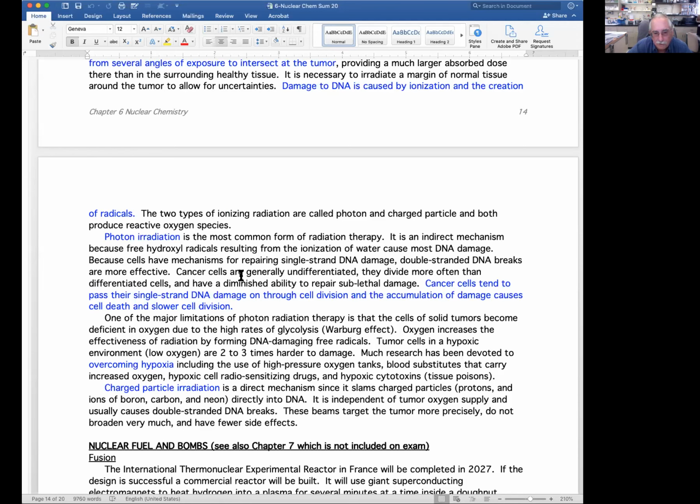So what they do is they have drugs that increase the oxygen in those tissues. They just use a lot of different things. They will try to put radio-sensitizing drugs, some cytotoxins in there, stuff like that, to also enhance the effect on tumor cells and reduce the effect on normal cells.